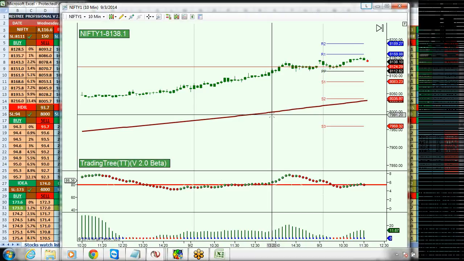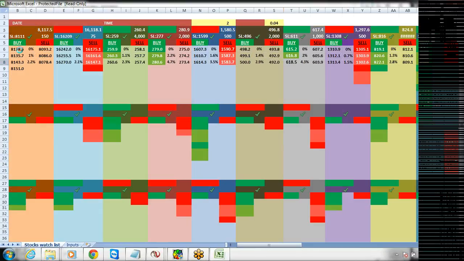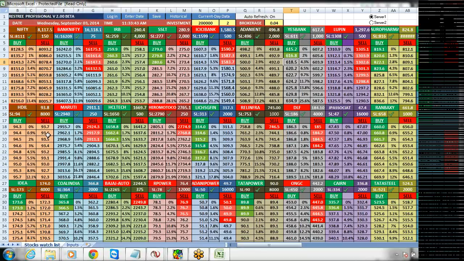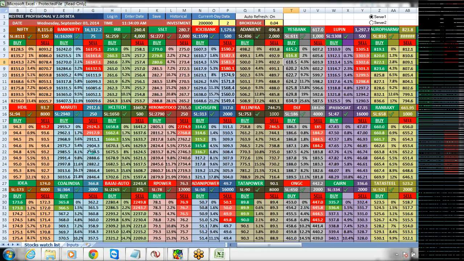I think Nifty is coming down. You can add Gail here. It's already a sell call.